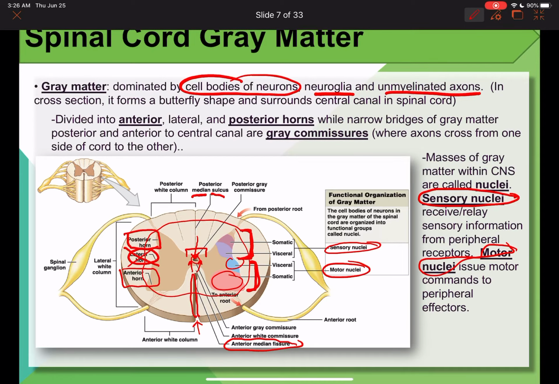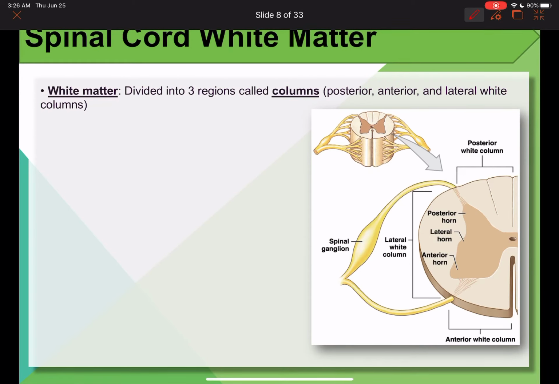Okay. So the white matter of the spinal cord is called the white columns, and they're divided into 3 regions. Very easy. Posterior white column if it's in the back, lateral white column if it's to the side, or anterior white column if it's in the front. Okay, so it's pretty easy to remember.